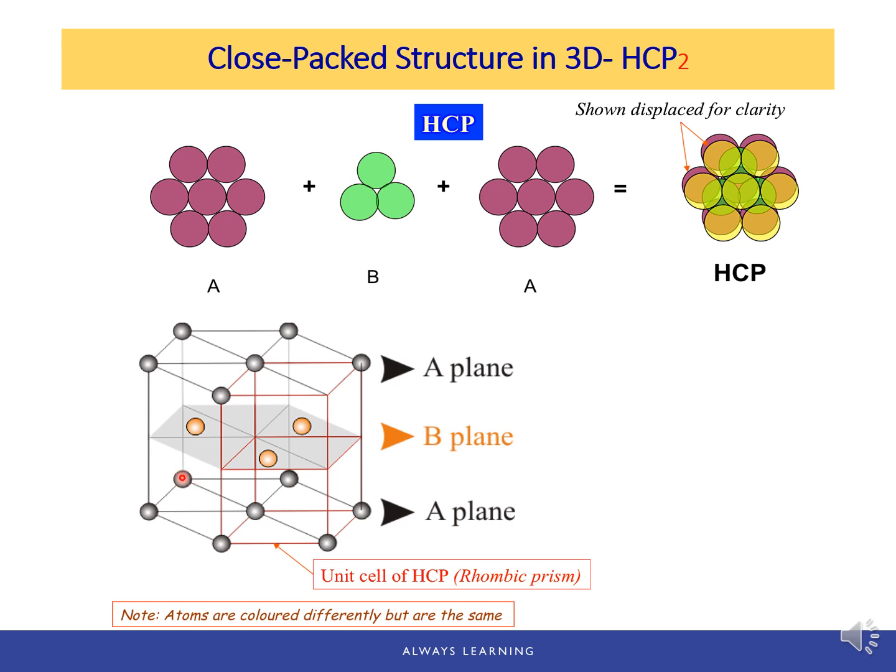Here is another look at this hexagonal close packed structure, or HCP crystal structure. This is the A plane, or layer A, and layer B is on top of the depression of the first layer, and then A layer again. And we choose this as one unit cell.